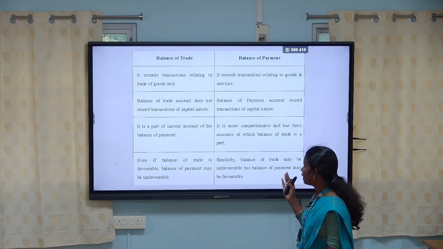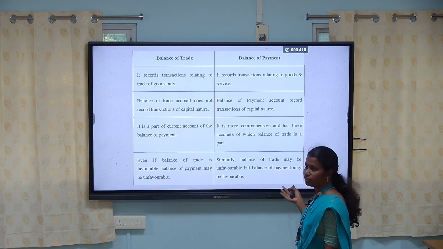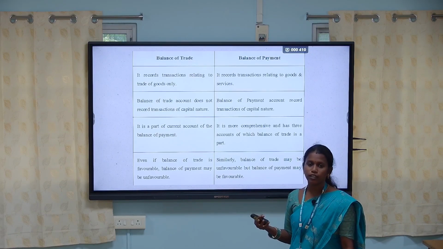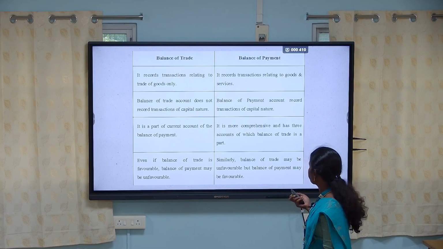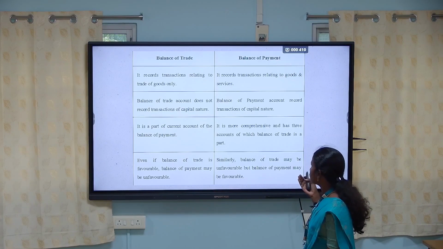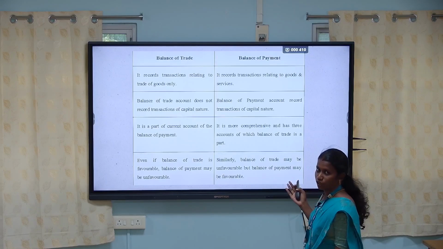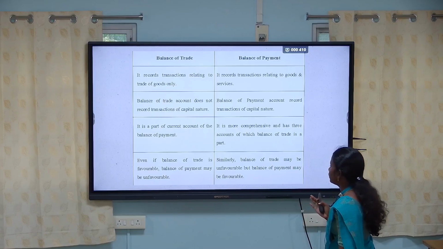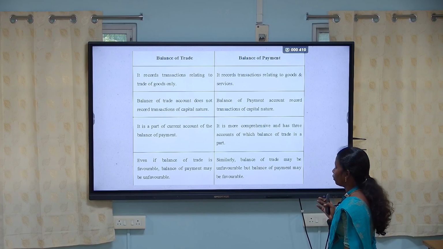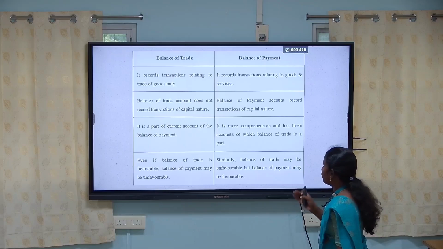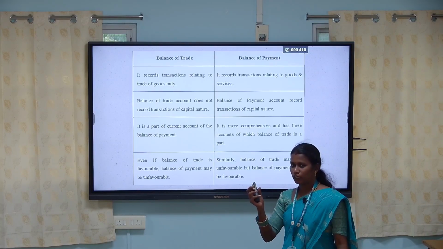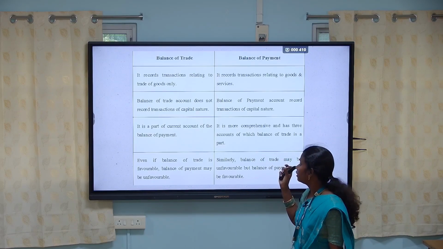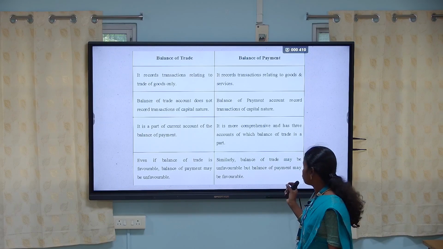Other than that, we are recording so many things under the current account, capital account, errors and omissions, as well as the official settlement account. And the balance of payment account records the transactions of capital in nature. We record all the country's capital in this account. And the third difference is that balance of trade is a part of the current account of balance of payment. So under the balance of payment account, only one aspect we are studying, that means we are entering the transactions under the balance of trade account.